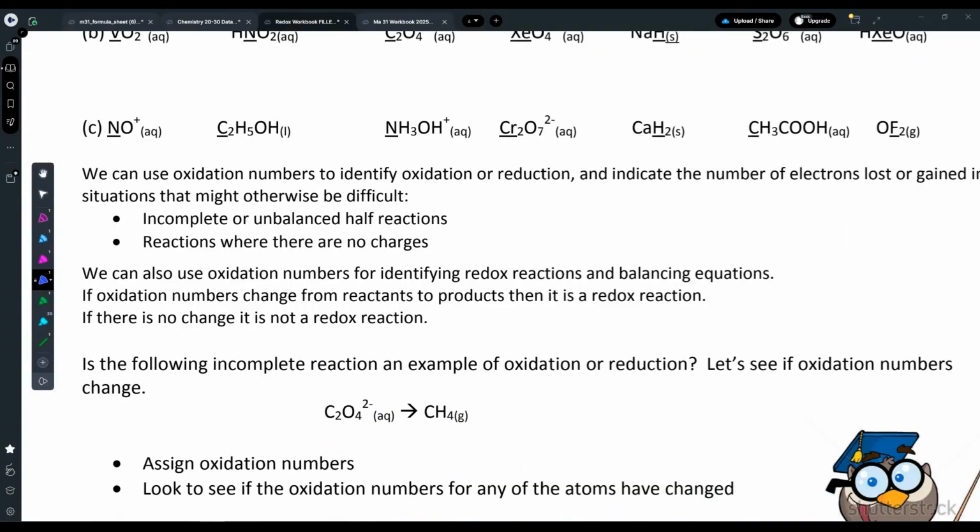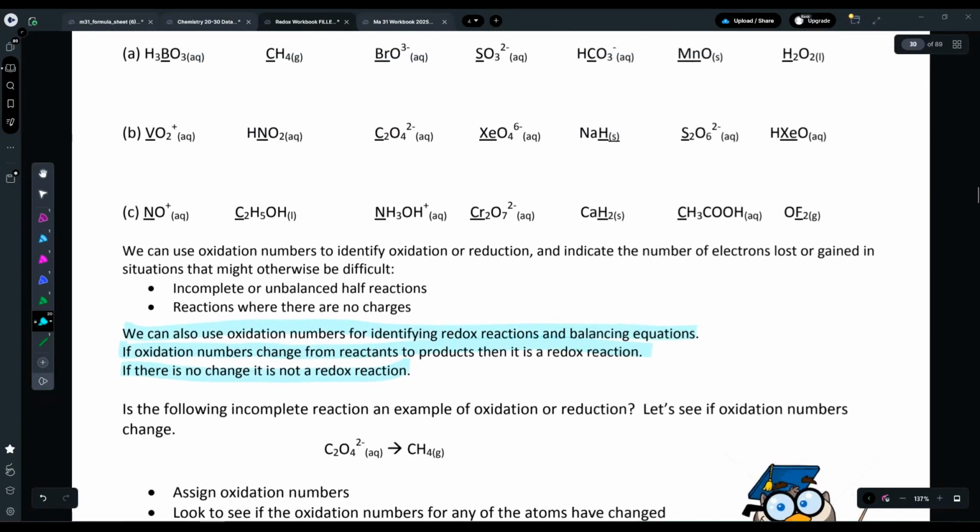If oxidation numbers change from reactants to products, then it's going to be a redox reaction. If there is no change, then it's not going to be a redox reaction. So what that means is if there is no change in the oxidation state, then whatever reaction you're looking at that has no change in those oxidation states is not a redox reaction. Okay, so oxidation numbers do have some uses.